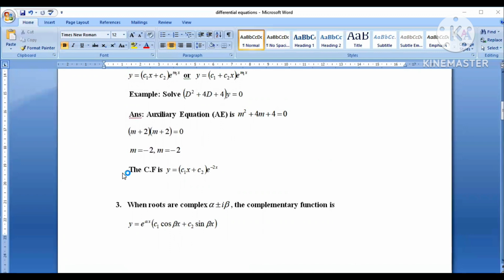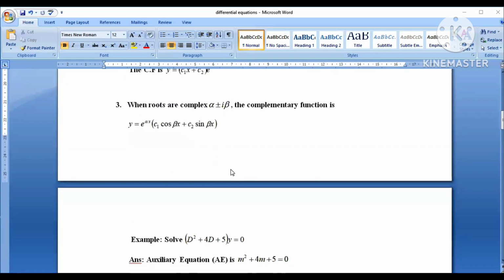Number 3, when roots are complex numbers. Complex numbers means alpha plus or minus i into beta. Then the complementary function is y is equal to e power alpha x into c1 cos beta x plus c2 sin beta x. Let us see one example for the third one.